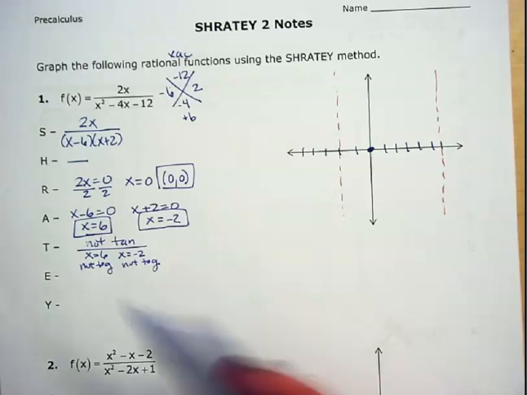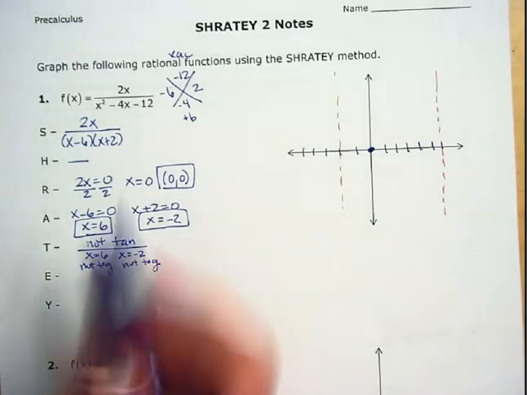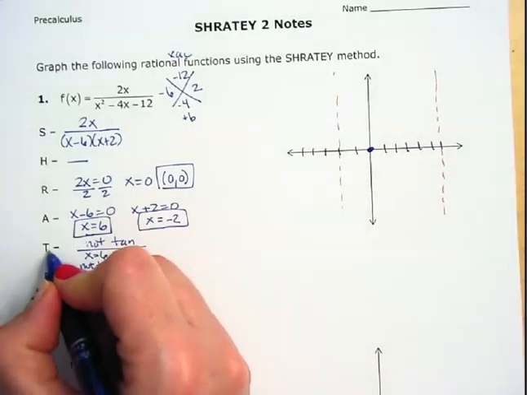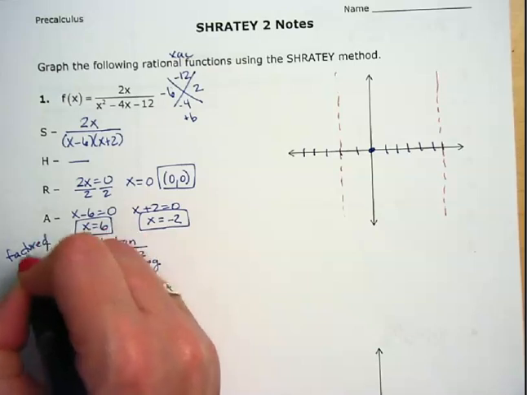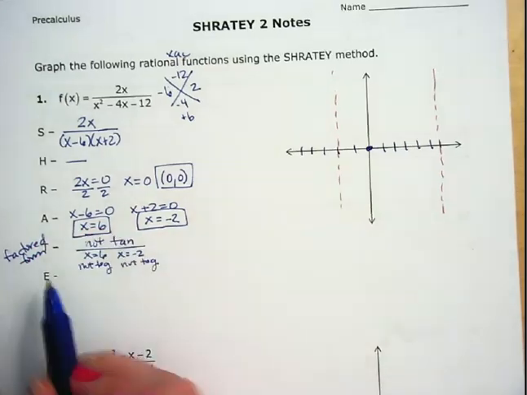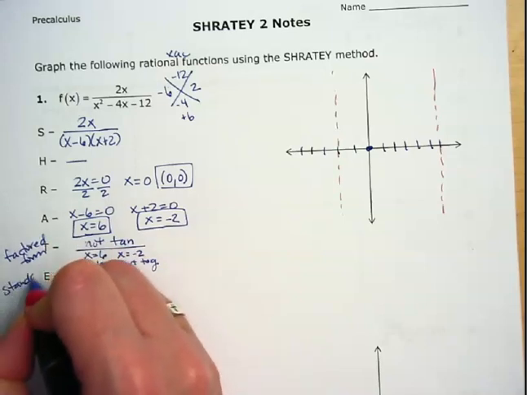E is for end behavior. One thing I want to distinguish between the T step and the E. When you're trying to figure out tangent or together behavior, you're looking at factored form. When we're trying to figure out for the E step end behavior, whether we have a balanced, top heavy or bottom heavy, we're looking at the standard form.